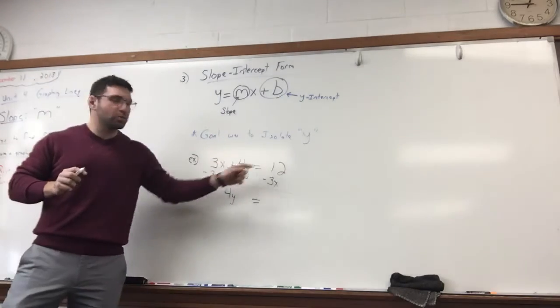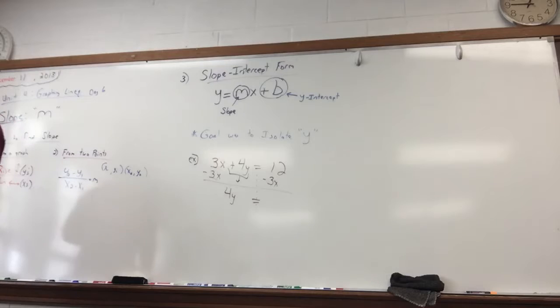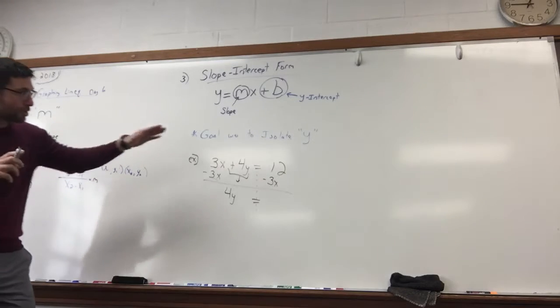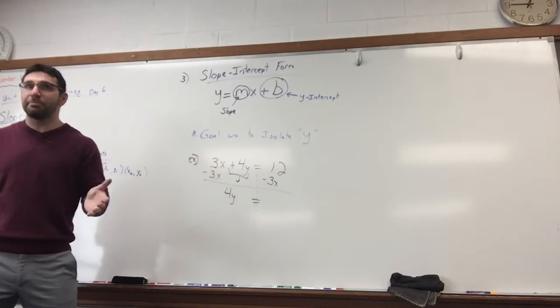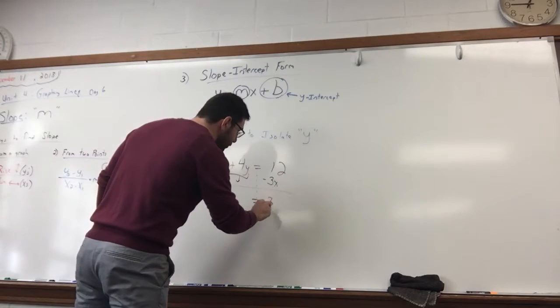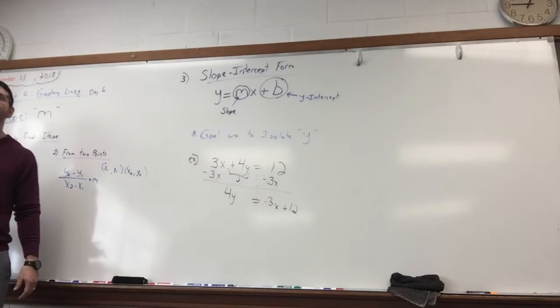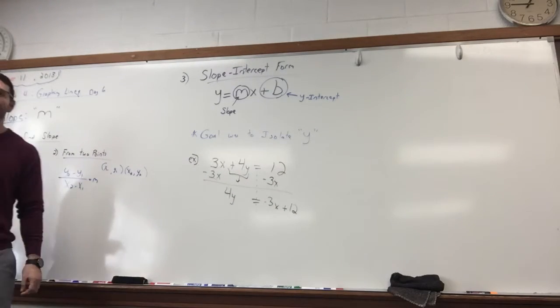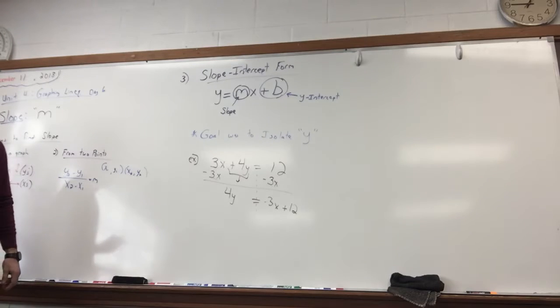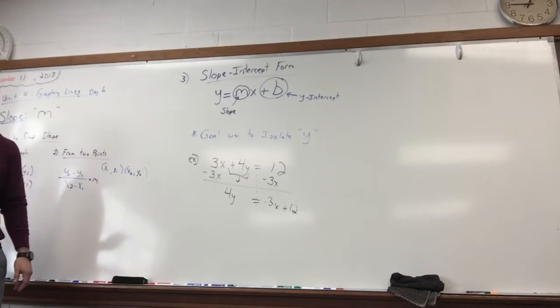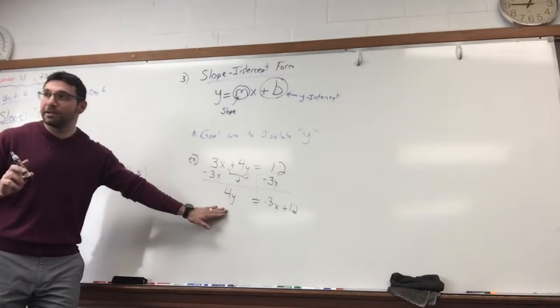Can I combine 12s and my 3x's? Nobody wants to combine with any of my x's, I assure you. So we leave these separate. So now I've got negative 3x plus 12. So now I've got 4y equals negative 3x plus 12. Everybody with me?